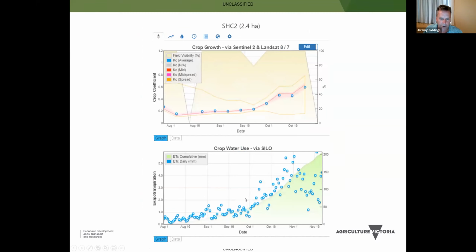This is some data I just downloaded yesterday. The previous data was the full season, the previous season. Here we start to see the crop coefficient taking off, and then daily water use really scattered this year given the conditions we've had, as you'd expect. And so unrestricted demand says that we needed about 2 megalitres so far, 200 millimetres on the right-hand side there.